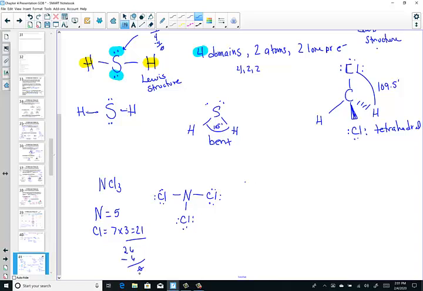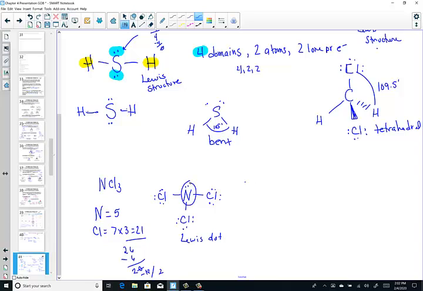That used up, I forgot the 2, that used up 6, 12, 18 dots, leaving 2 remaining to complete the octet on the nitrogen. This is the Lewis dot structure for NCl3. But it's not what it truly looks like in space. So that's where we're challenging ourselves to now develop a better view of what it really looks like. It's not 90 degrees lying flat on a plane.